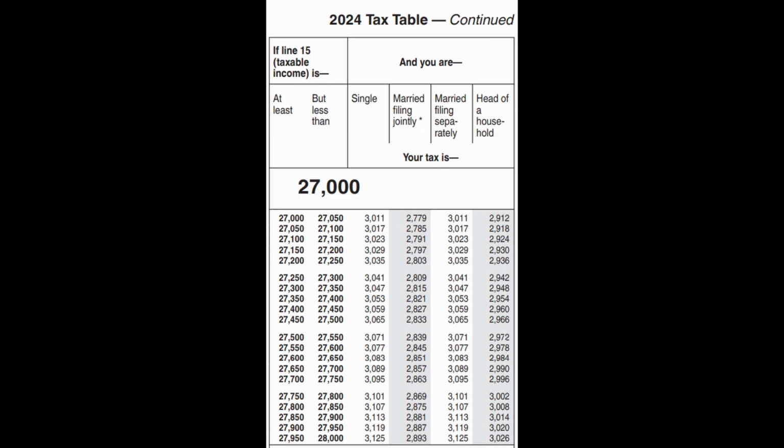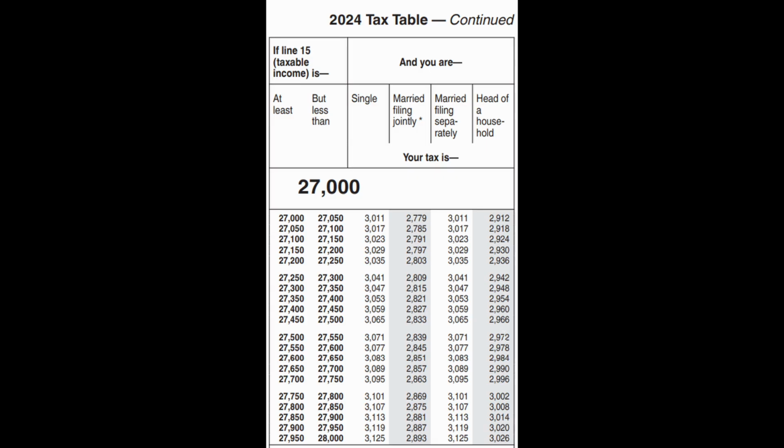So let's say you're married filing jointly and your taxable income on line 15 is $27,000. Open the tax table in the Form 1040 instructions. Find the row for income at least $27,000 but less than $27,050. Move across to the married filing jointly column. The table shows $2,779. That $2,779 is the total federal income tax you owe on your taxable income of $27,000 for the married filing jointly status. It already includes the progressive tax rates, 10%, 12%, 22%, etc. that apply to each portion of your income.